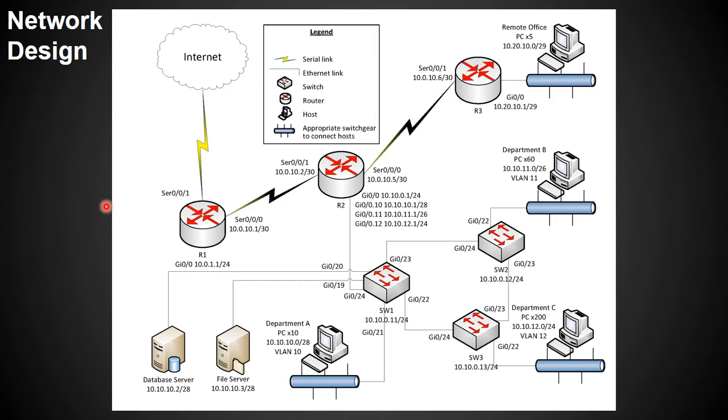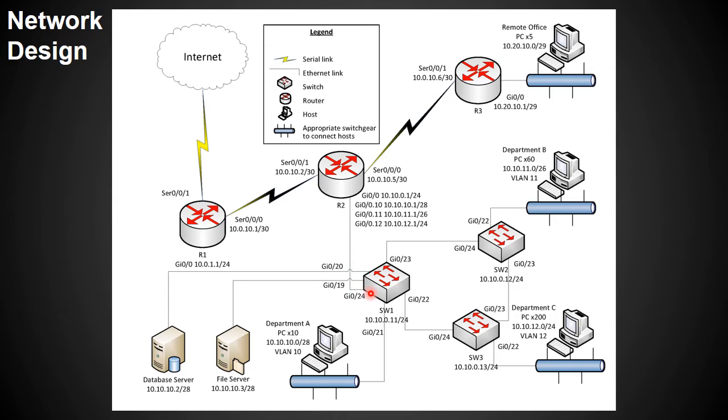This is the network design we came up with to accomplish this scenario. In it, Router 1, Router 2, and Router 3 are all interconnected with serial cables. Router 1 serves as the border router and also has a serial connection to the internet. Router 2 is where the majority of the VLANs for the main office are connected.